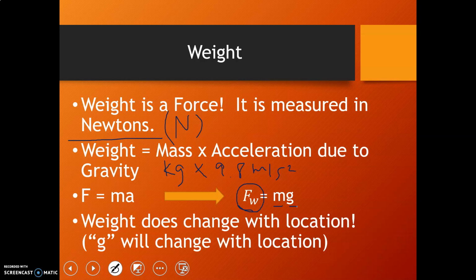So remember, weight does change with location. Because weight is the measure of mass times gravity, it will change because gravity changes whenever you change location. The gravity from the Earth to the Moon to Jupiter to Mars, none of the gravities are the same. So that means that on every single planet and moon that you travel to, your weight would be different. So weight changes, but your mass would be the exact same no matter what.